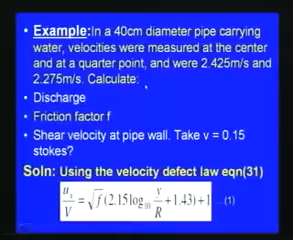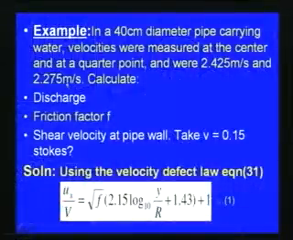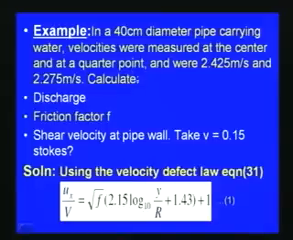So now, before closing this chapter on turbulent flow through pipes, we will discuss a small example with respect to the various relationships which we have derived here. The example is a 40 centimeter diameter pipe carrying water. Velocities were measured at the center and at a quarter point, and were 2.425 meter per second and 2.275 meter per second. We have to calculate the discharge, the friction factor f, and the shear velocity at the pipe wall. The data given: take the kinematic viscosity as 0.15 Stokes.